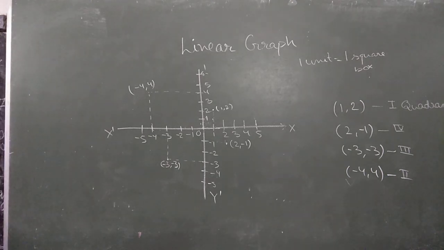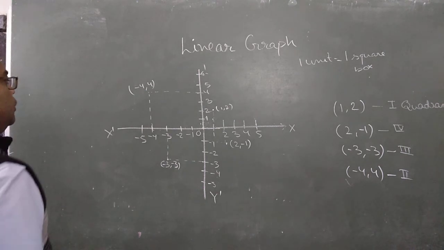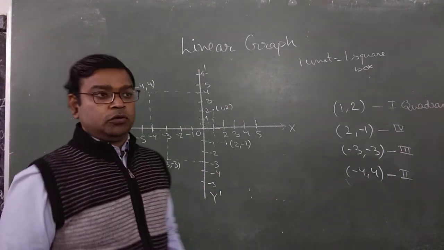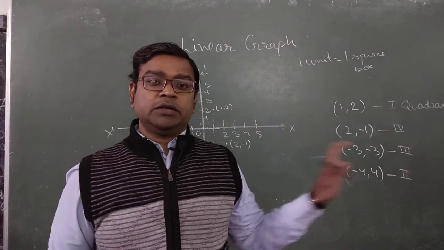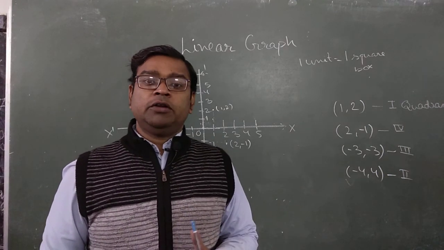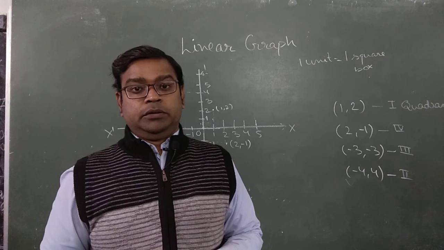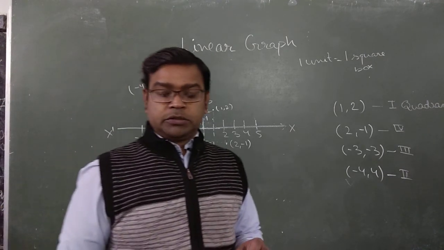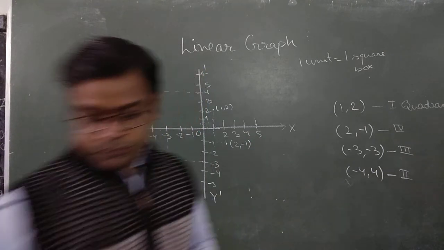Then the second question says to write down the coordinates of the given points. Coordinates means some points are given to you on the graph and you have to find the ordered pair. So I think you can easily find them. Try by yourself. They are almost similar.